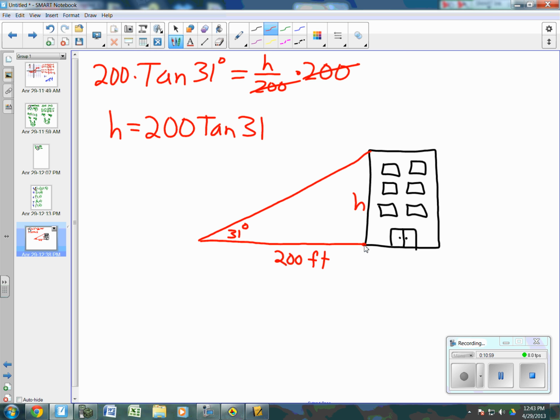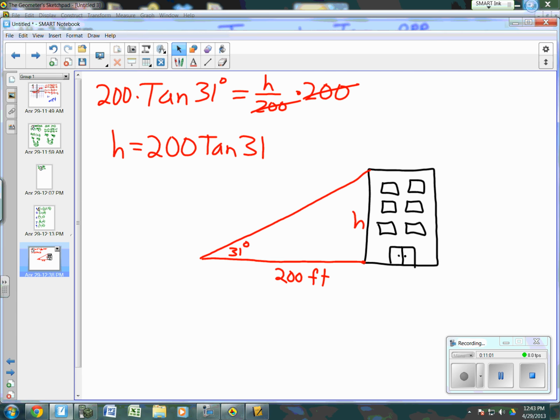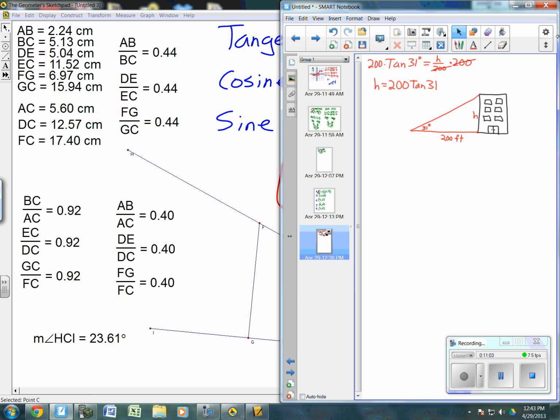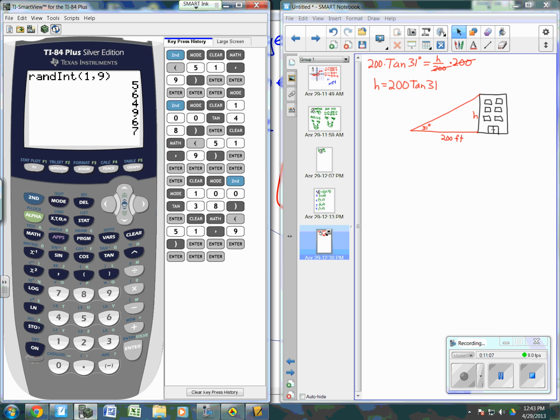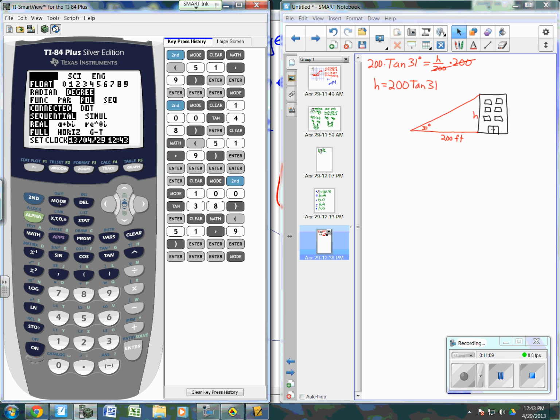Everybody, get out your calculator. Everybody, first of all, do this. Everybody hit your mode button. The third line down says radians and degrees. Which one do you have to have it in? What was our angle in? It's in degrees, so make sure it's in degree mode. You'll learn about radians in pre-calculus, okay? Okay, so you're in degree mode.